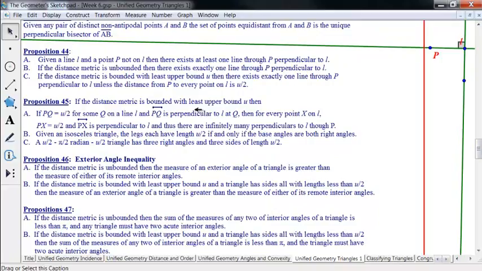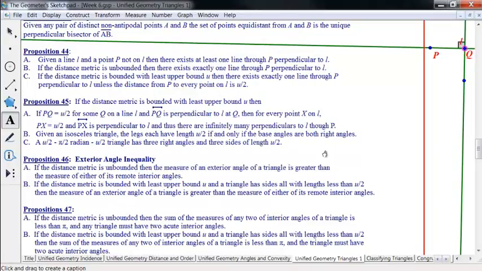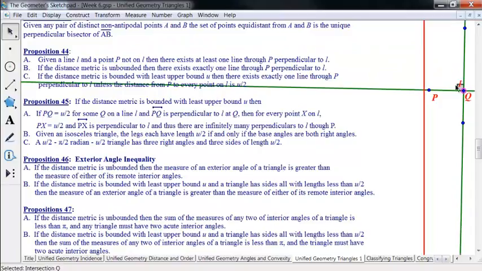This next one, I'll let you read over, but it's related to spherical geometry because it's talking about the distance metric being bounded. So this one doesn't really apply to Euclidean or hyperbolic. Remember, u is pi. If the distance from P to Q is pi over 2, and Q is on a line L, like this point right here is our Q, and of course the lines don't look just like this, then what this is saying is that for every point on the line, the distance from P to that point is pi over 2, and those line segments all make perpendiculars.